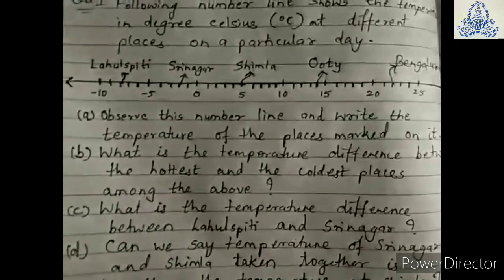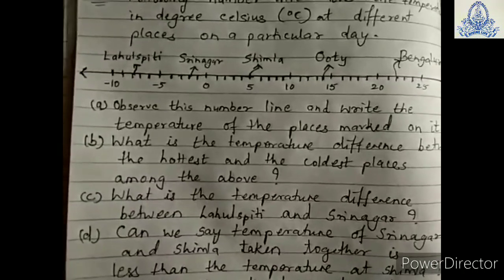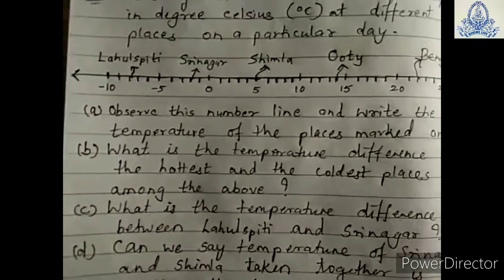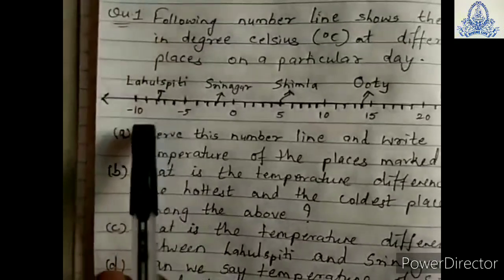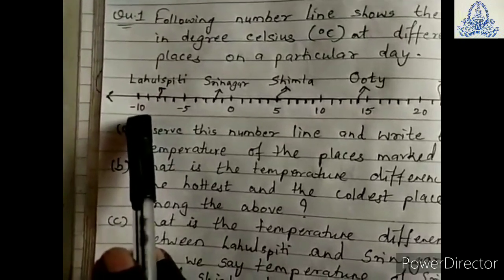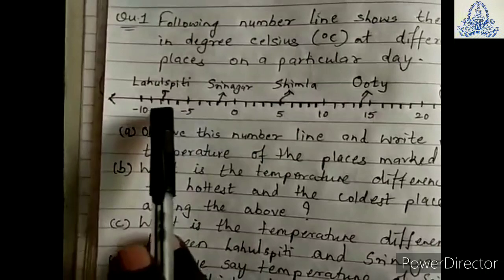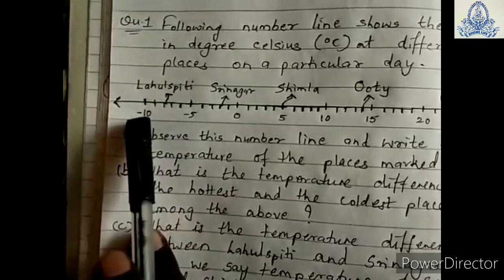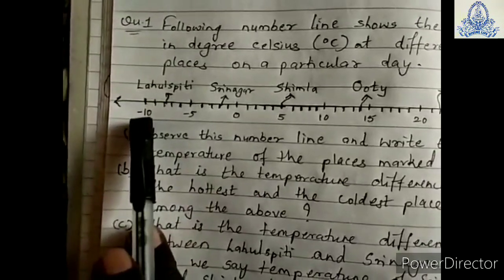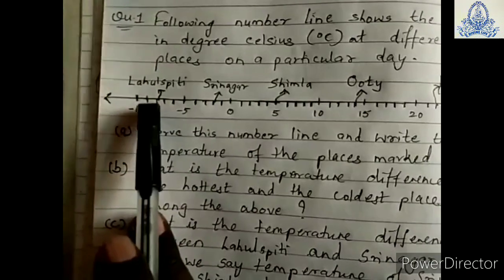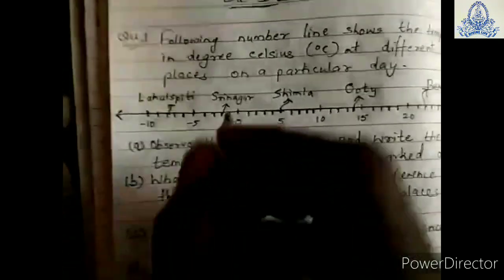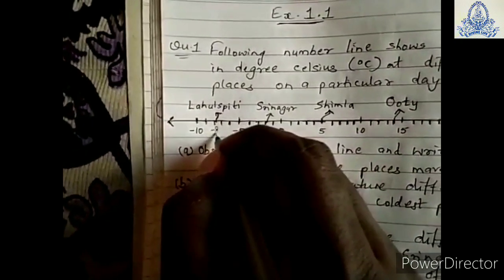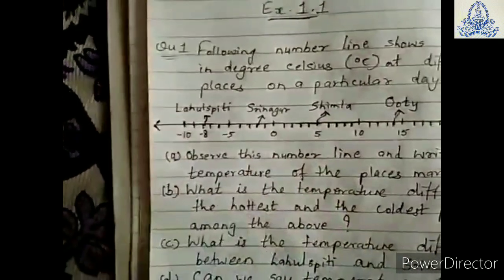So students, the first question asks us to observe the number line properly and write the temperature of the places marked on it. According to the number line, you can see here -10 and -5. In between, the point has been given where Lahaul Spiti is. After -10, before -10 comes -9, so here Lahaul Spiti should be -8. Okay, so we will mark this as -8.